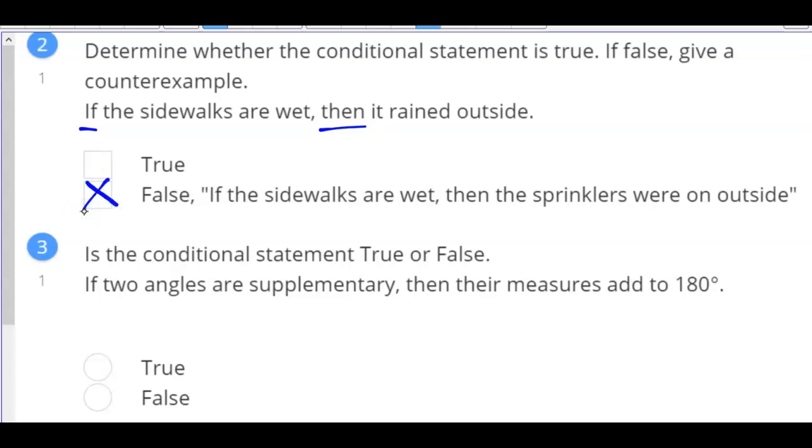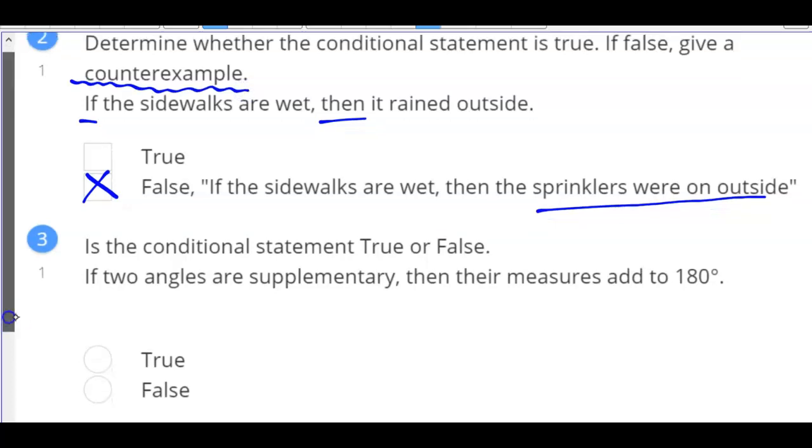And if the sidewalks are wet, then the sprinklers were on. Or what are some other counterexamples? We could say I dumped a bunch of water from a car wash. There's 1,000,001 things that would make the sidewalks wet besides it raining. So that's what we're after. A counterexample is what you'll be asked for tomorrow, and that is one thing that kind of makes this not so true all the time.